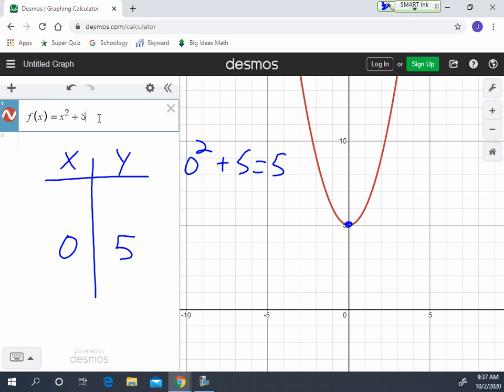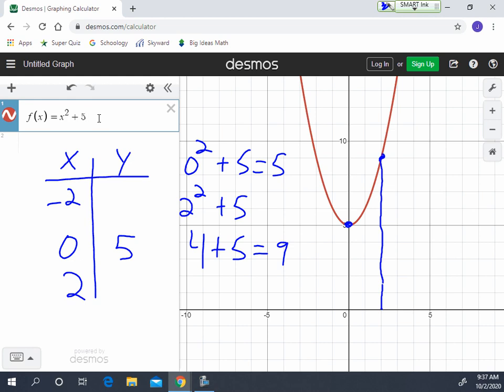And let's do 2 and negative 2. Let's start with 2. 2 squared is 4. And 4 plus 5 is 9. So when x is 2, 1, 2, 3, 4, 5, 6, 7, 8, right there. So when x is 2, y is 9. Do I even have to do the math for negative 2? No, I should get negative 2, 9 because of our axis of symmetry.